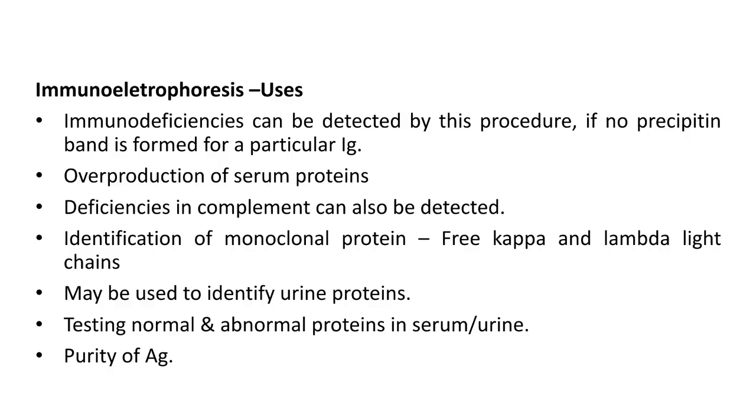So the uses of immunoelectrophoresis are: immunodeficiencies can be detected by this procedure if no precipitation band is formed for a particular immunoglobulin. Overproduction of serum proteins can be identified, and deficiency in the complement can also be detected. It helps in identification of monoclonal proteins, like free kappa and lambda light chains of immunoglobulins, and may also be used to identify urinary proteins.